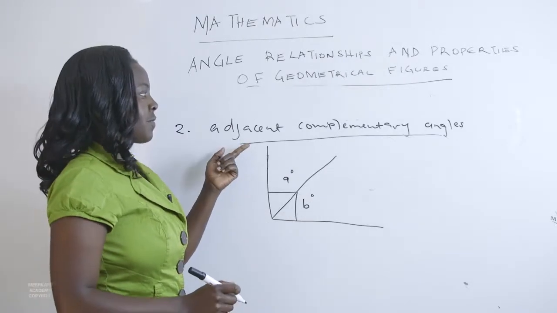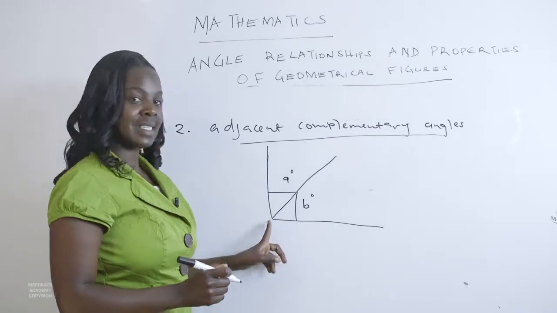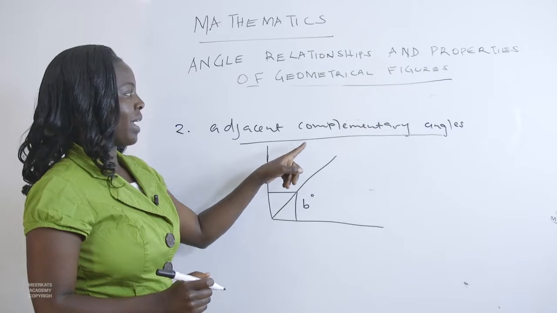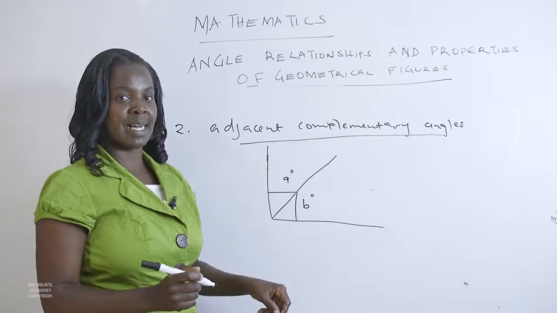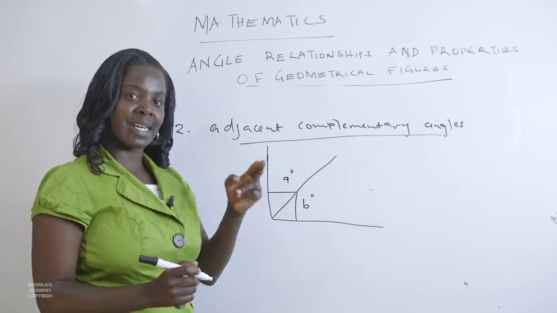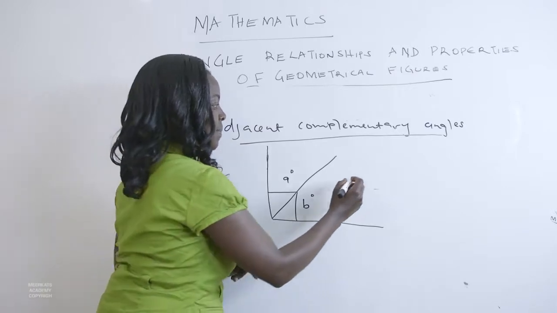We also have adjacent complementary angles. We have said adjacent means they share a common vertex and a common side. But we can go ahead and look at adjacent complementary angles. Complementary angles normally are two angles that add up to 90 degrees.